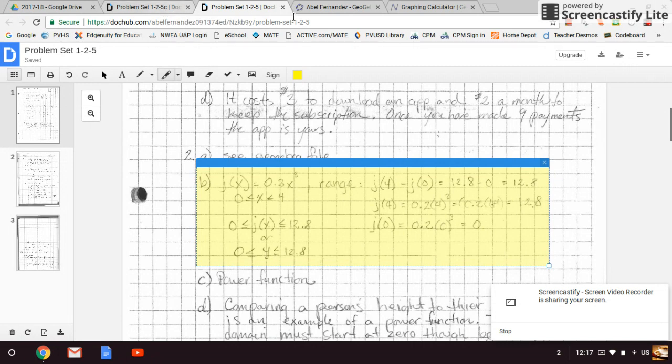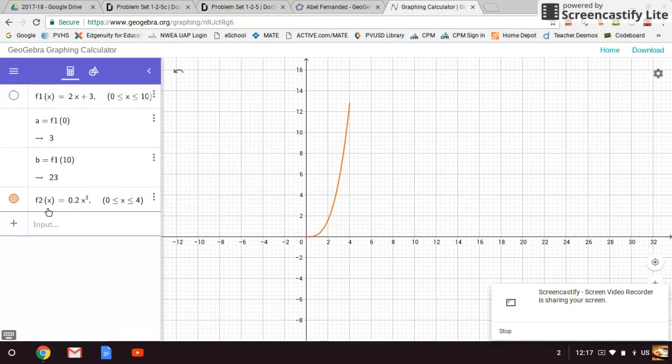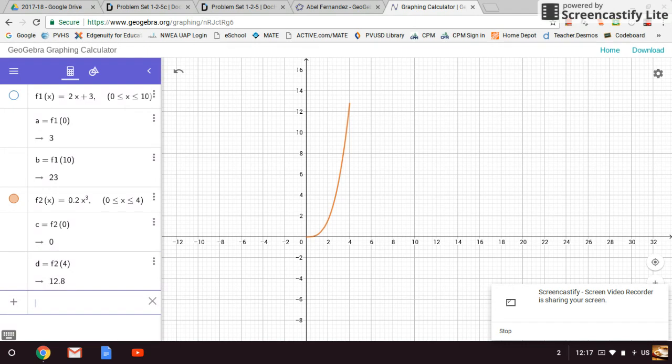So let's verify that. Evaluate F2 of 0, the leftmost endpoint, and sure enough we get 0, and F2 of 4, and sure enough we get 12.8. We can see that here too. It's approximately 12.8. Domain 0 to 4, x-axis. The y-axis is the range, the y values, 0 to 12.8.